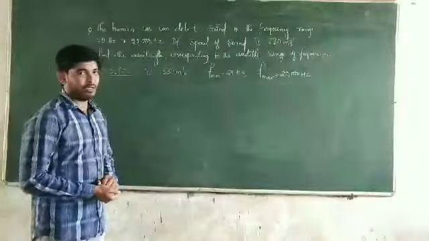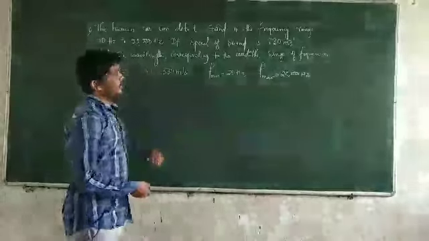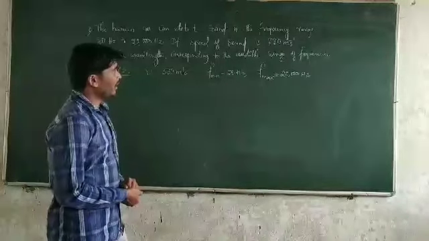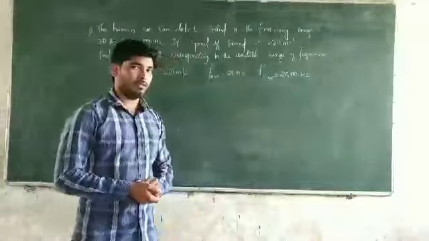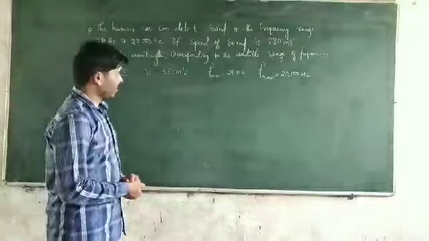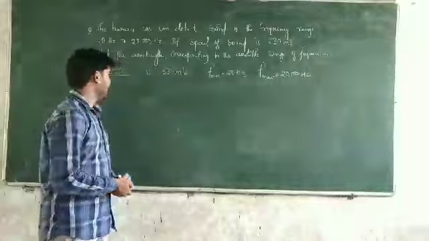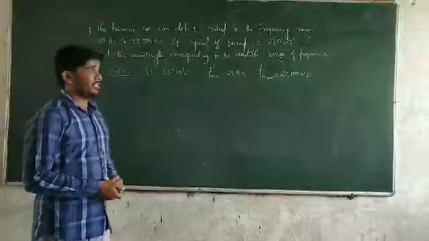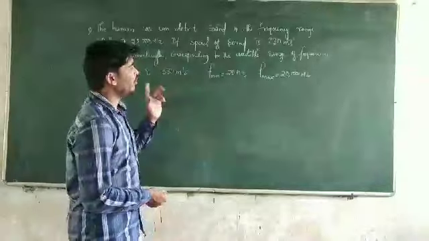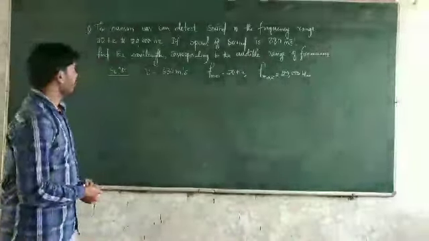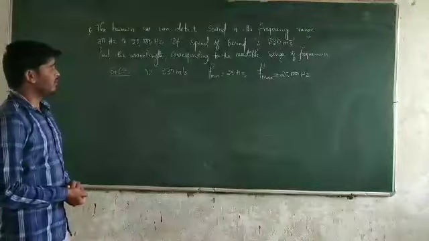And the first numerical is: the human ear can detect a sound in the frequency range 20 Hz to 20,000 Hz and the speed of sound is 330 meter per second. Find the wavelength corresponding to the audible range of frequencies. So look at the problem correctly. What is given in that question?